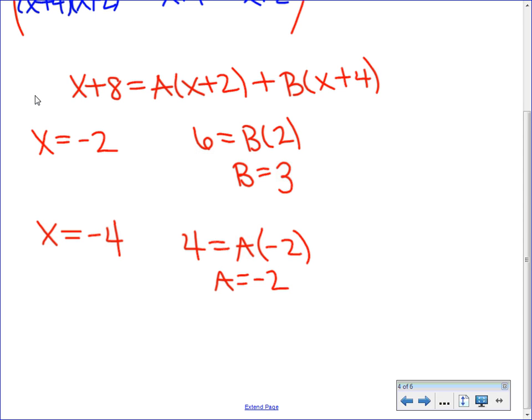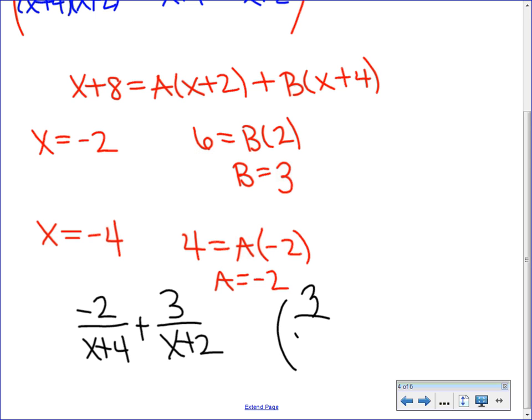So our partial fraction decomposition is going to be A over x plus 4 plus B over x plus 2. This would be the same thing as if you wrote 3 over x plus 2 minus 2 over x plus 4. So when you're looking in the back of the book to check your answers, just make sure you understand the commutative properties. These two are the same.